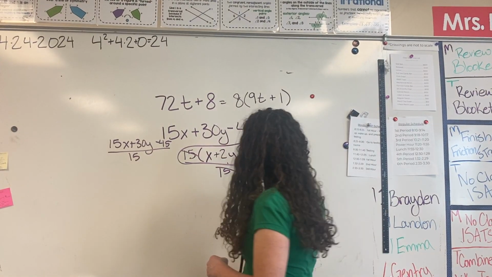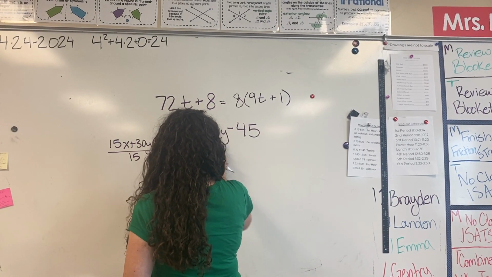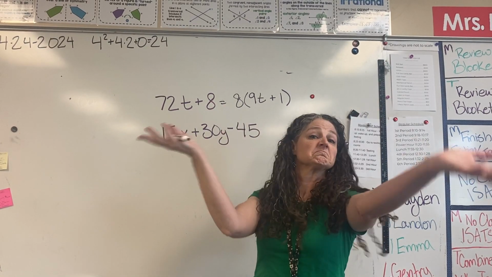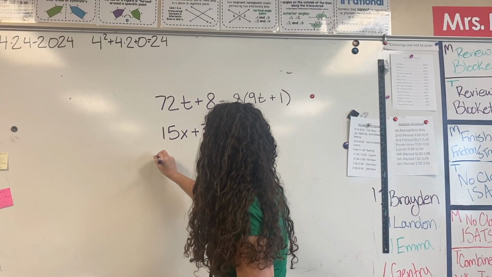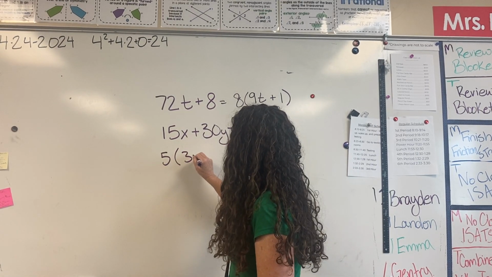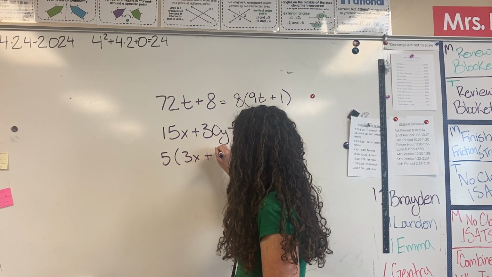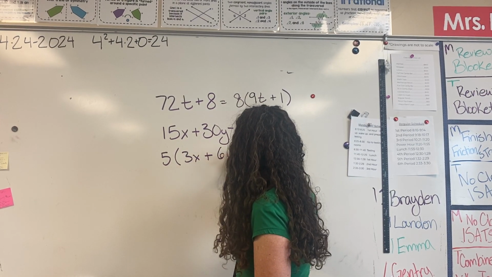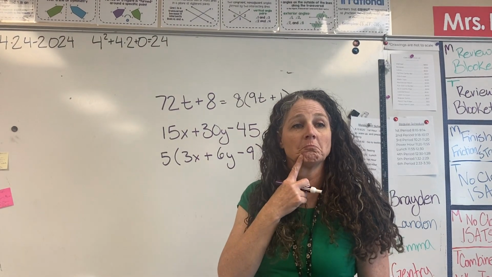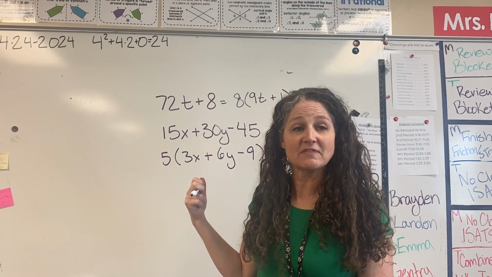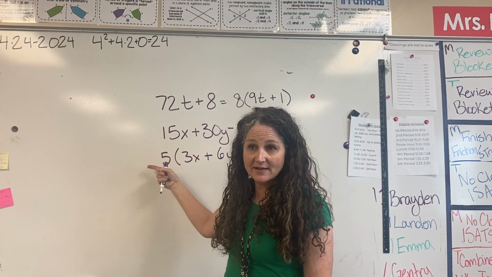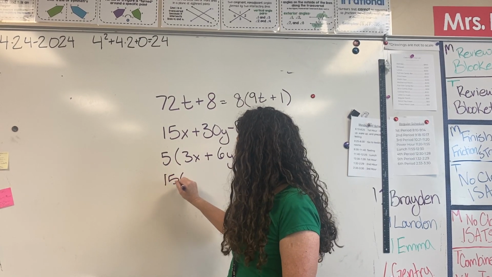Like on this one. Let's pretend that you didn't see that it was 15. And you look at that and you go, 5. That's what I did. 5. Okay, so we have 5. What's 15 divided by 5? 3x. What's 30y divided by 5? 6y. And then 45 divided by 5? 9. So now we look at this again and we go, oh, they all have another common factor. What's their common factor? 3. So now we pull out a 3, but what's 3 times 5? 15. And now we have our 15.